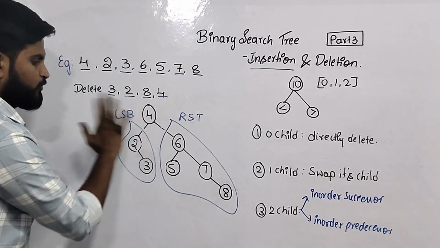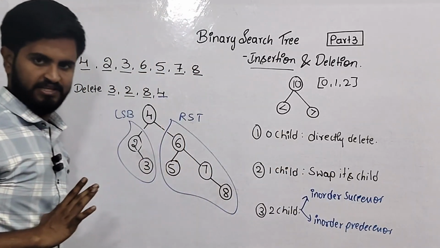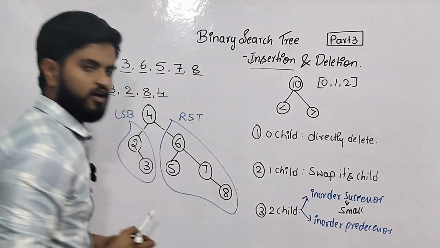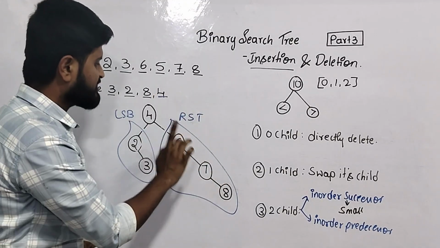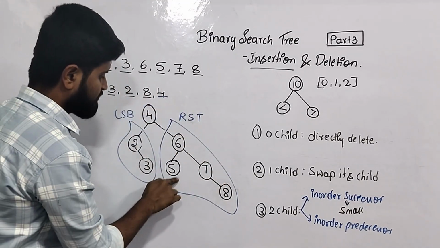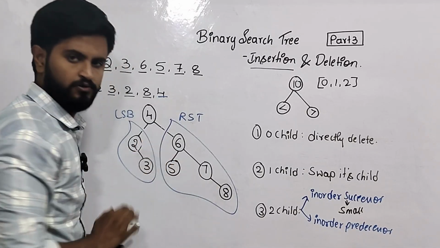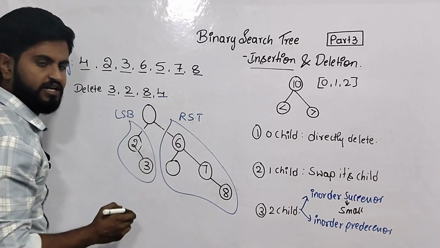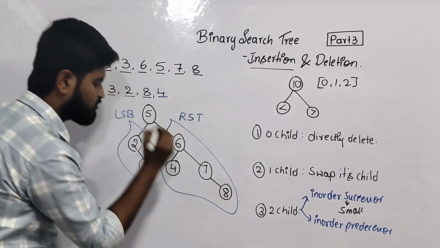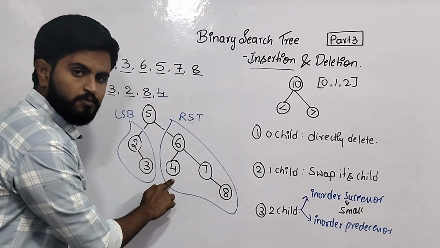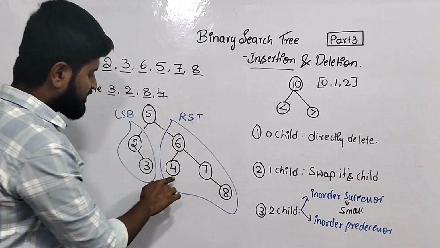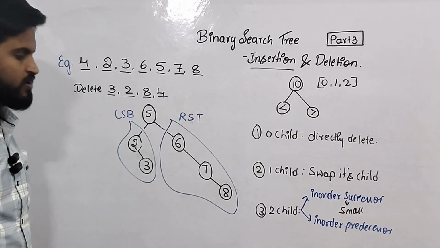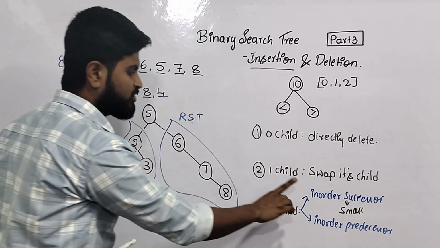Now if I want to delete 4 using the in order successor method, S means small. So in the right subtree, I will be searching for the smaller element. 5, 6, 7, 8. Which is the smaller one? 5. So now I will be swapping the smaller element with the node I want to delete. So 5 will come here, 4 will go here. Now if you see, 4 has become the 0 child node, so you will directly delete 4. Simple.